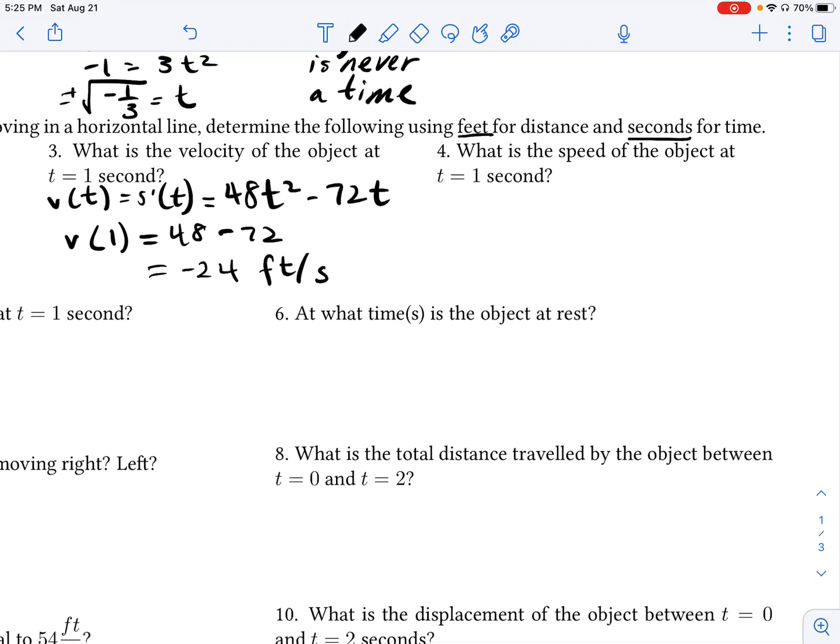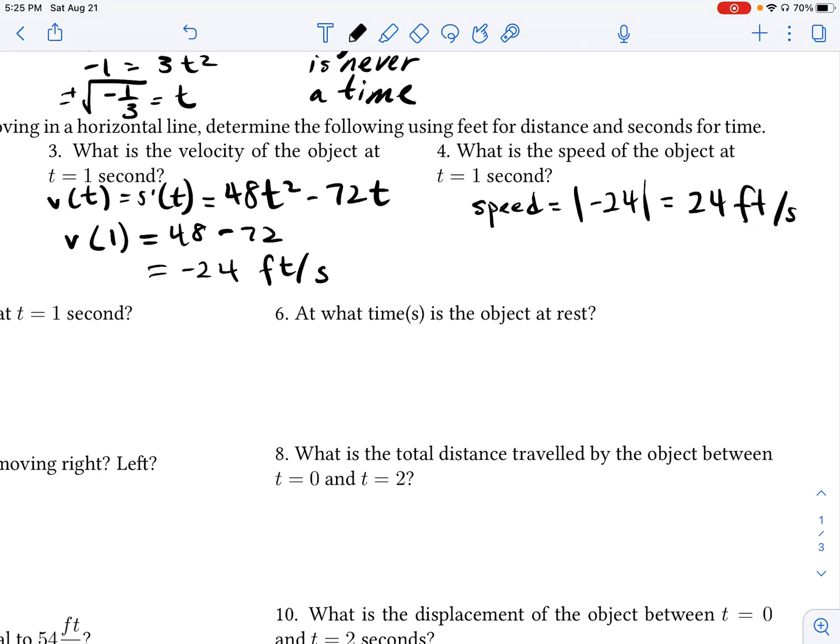Now take a look at number 4. Number 4 is asking us for the speed of the object at t equals 1 second. Well, again, what is speed? Speed is simply the absolute value of velocity. So what did we say our velocity was? Negative 24. So the speed, the rate of change here, is 24 feet per second.